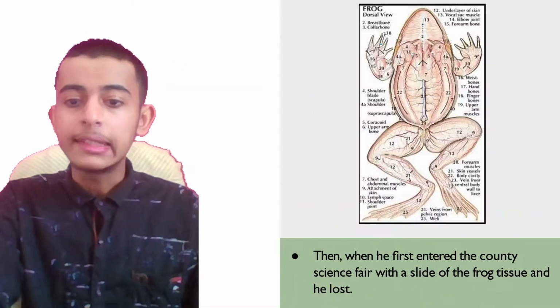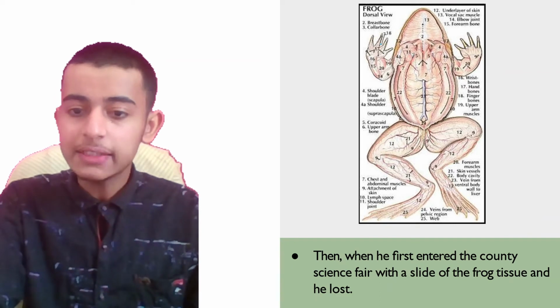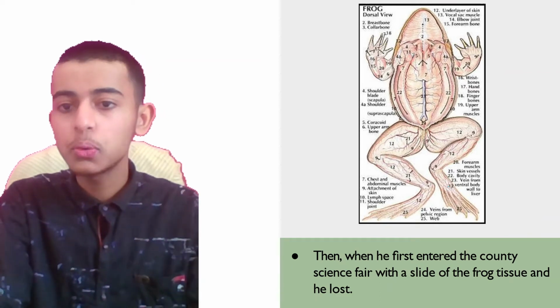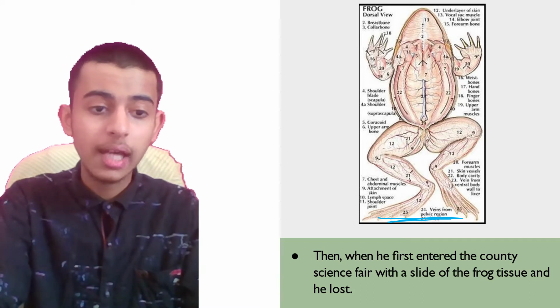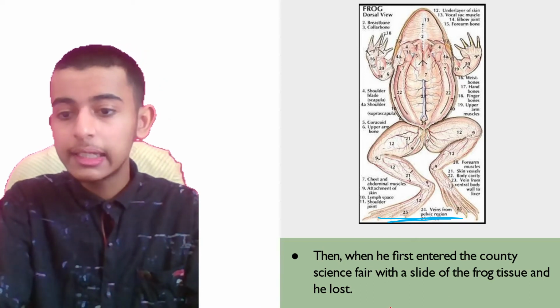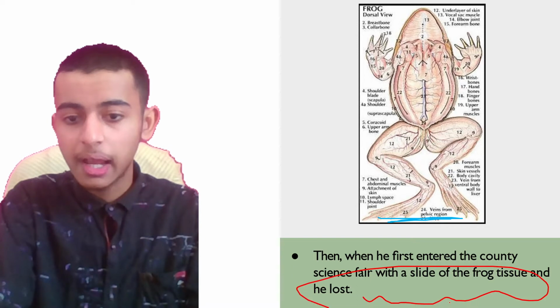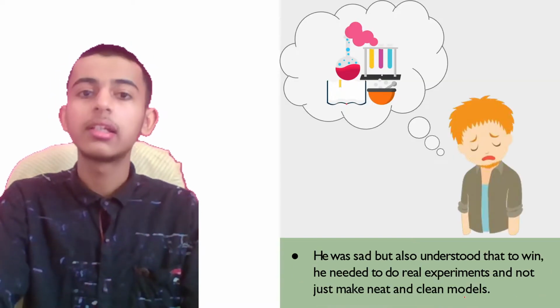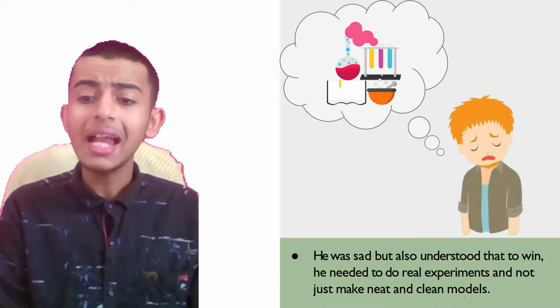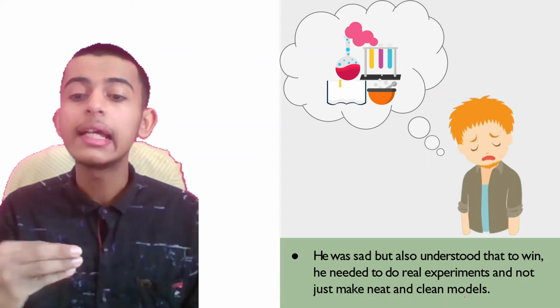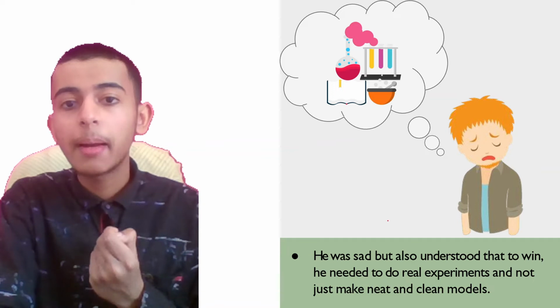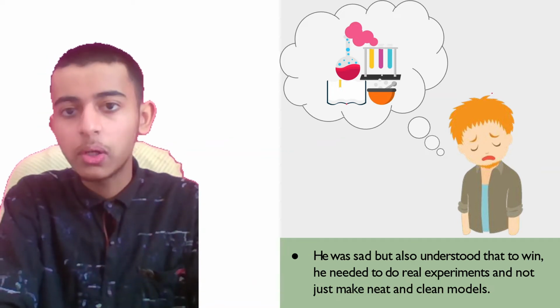Awesome. Then he first entered the county science fair with a slide of frog tissue and he lost. What happened exactly? He made a slide of frog tissue and lost the fair. He was sad but also understood that he needed to do real experiments and not just make neat and clean models. So what happened after his defeat?